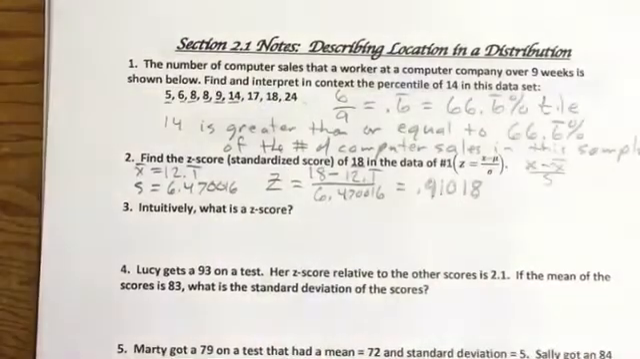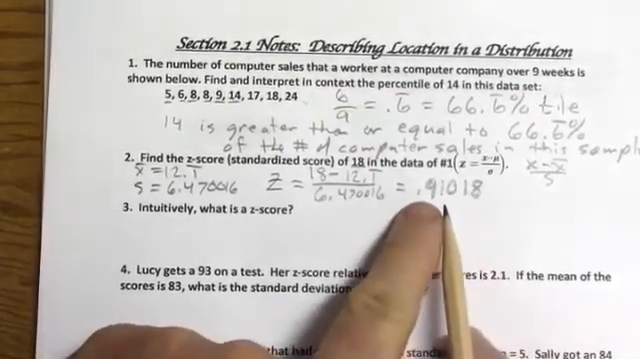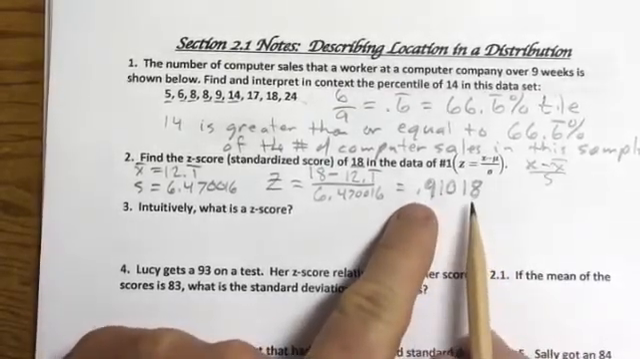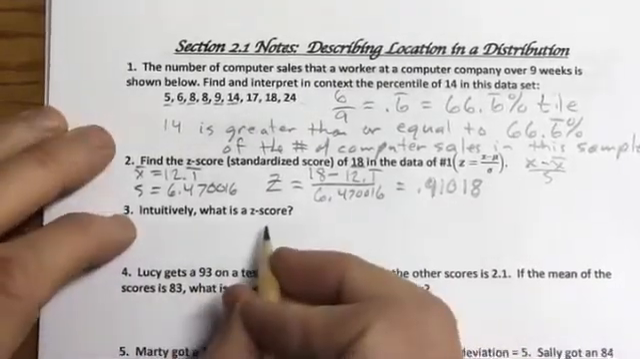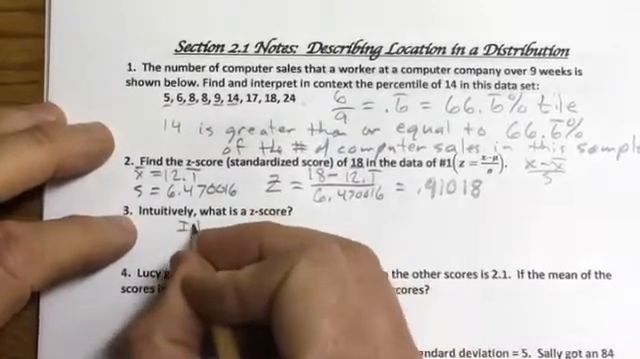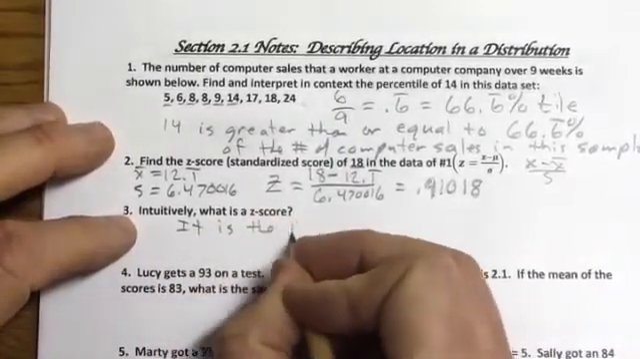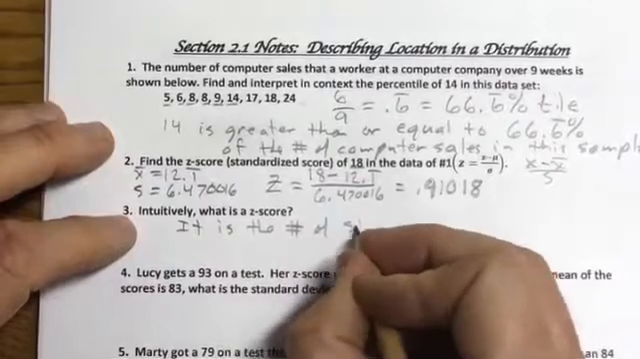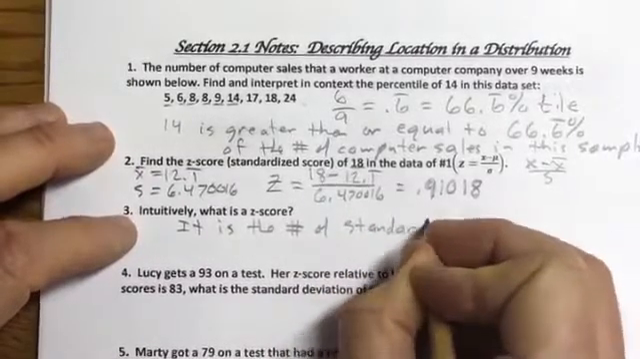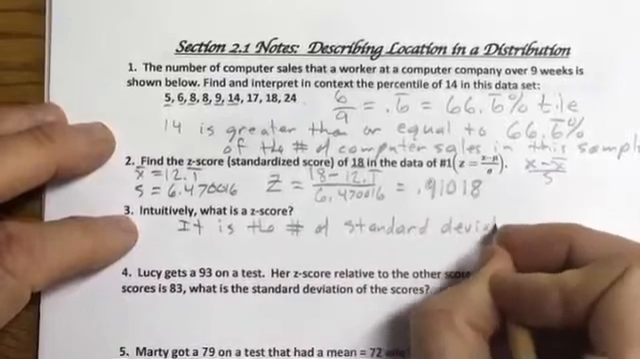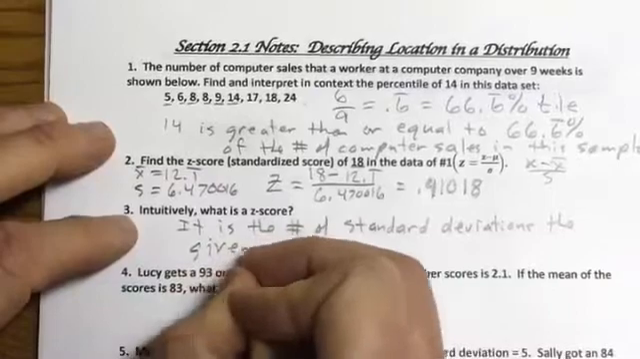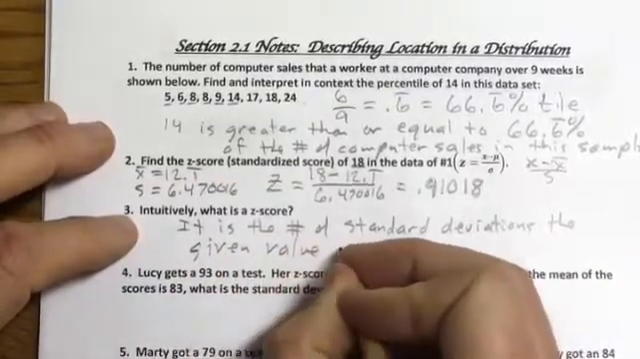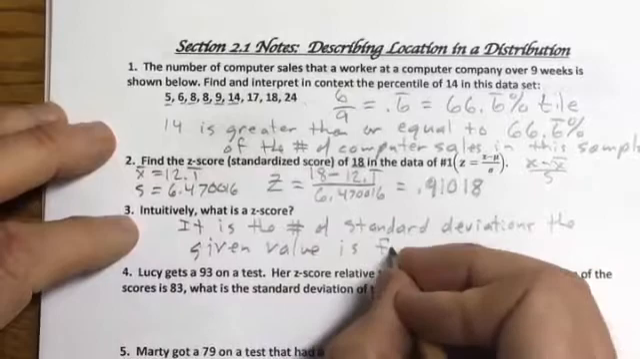And so what that means intuitively is that this number is a little less than 1 standard deviation above the mean. And so that's what the next question is. That means, intuitively, what is the z-score? It is the number of standard deviations the given value is from the mean.